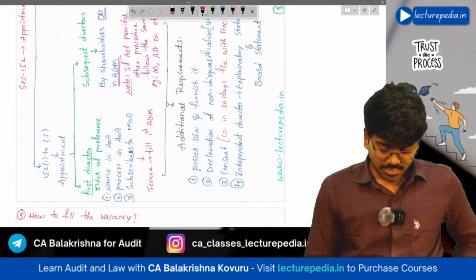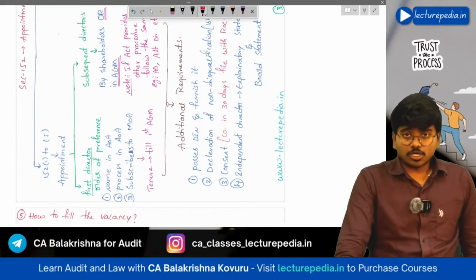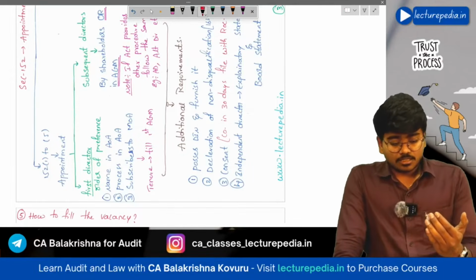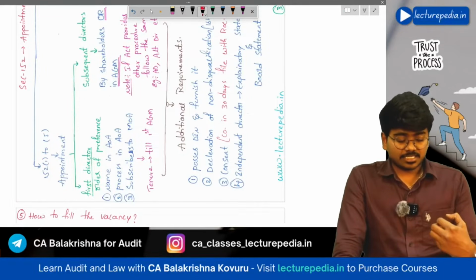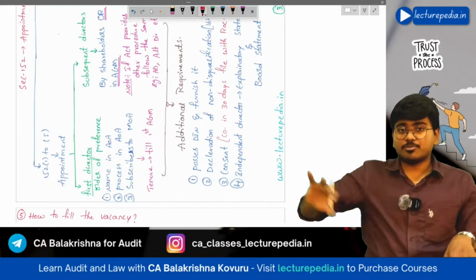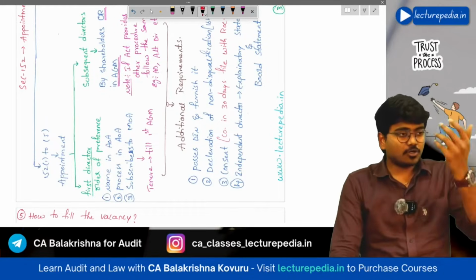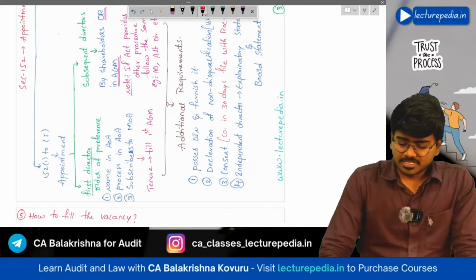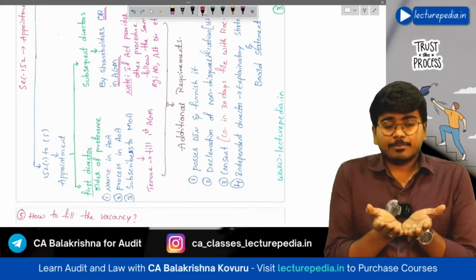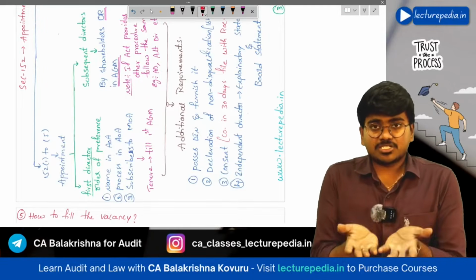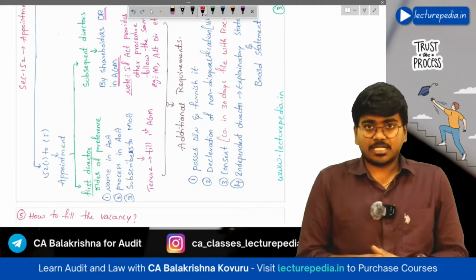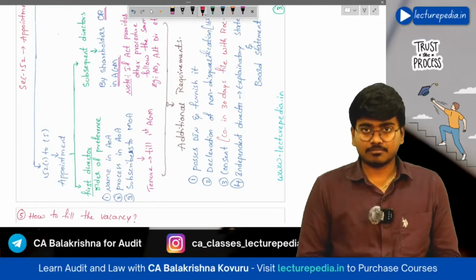So here there are 2 processes. Basically, the first director will be appointed in a different way, and subsequent directors will be appointed in a different way. First of all, who is a first director? First director means nothing but, let's say the company is incorporated just now, and you are appointing a director for the first time in that company, he will be known as first director, right?